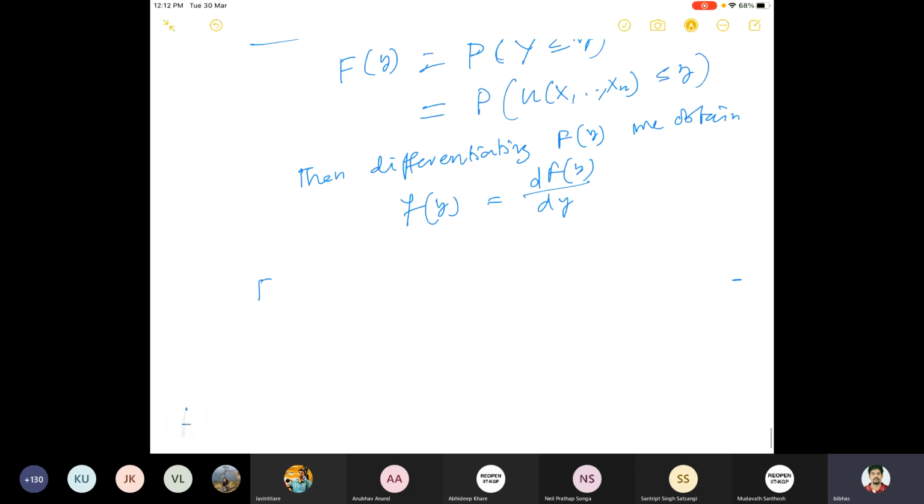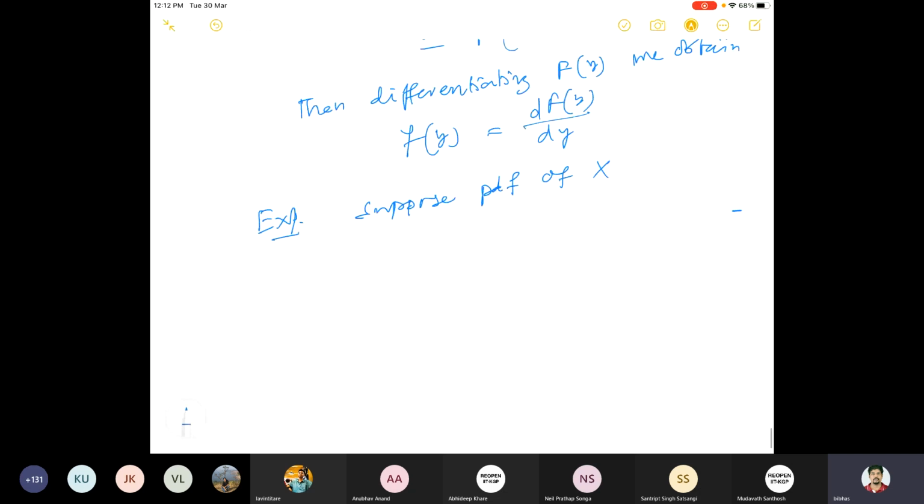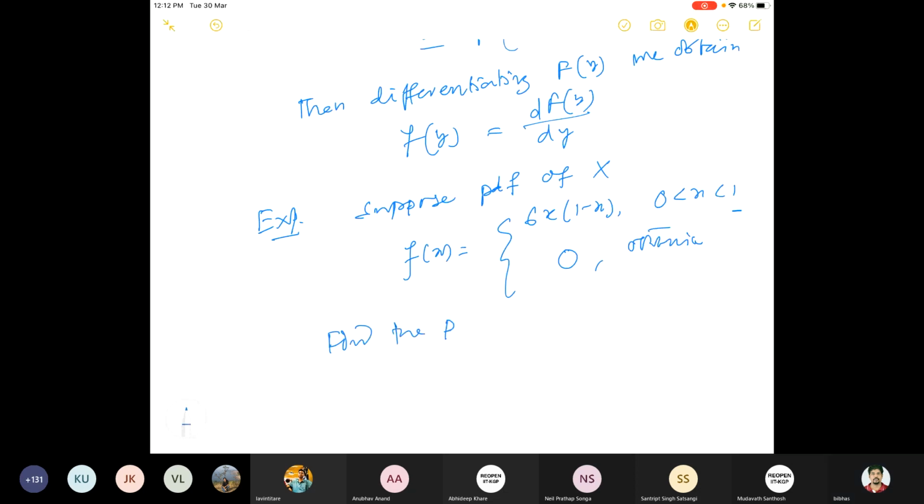So my first example is like this. Suppose X is a random variable, and I have just one random variable here, and suppose the PDF, the probability density function, of X is given by 6x(1 minus x) when 0 less than x less than 1, and otherwise it is 0. Now suppose I want to find the PDF of Y, which is a function of X, let's say X cubed.